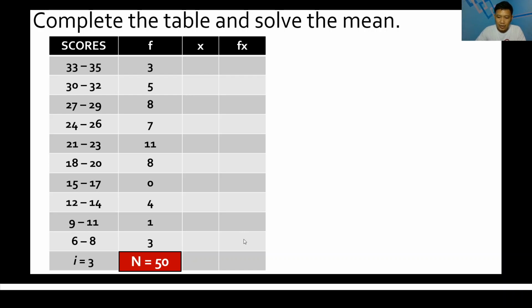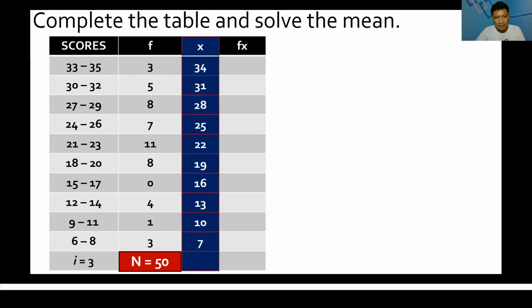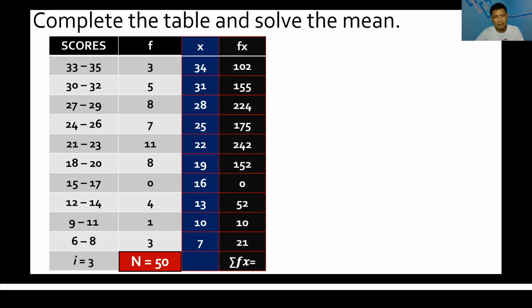Okay, so we have the following values of x: 34, 31, 28, 25, 22, up to 7. So multiplying 3 and 34, 5 and 31, and so on up to 3 and 7, we obtain the following. Again, after getting all these values, may I remind you that you are simply going to add all the values to obtain the summation of fx, and that is equal to 1133.